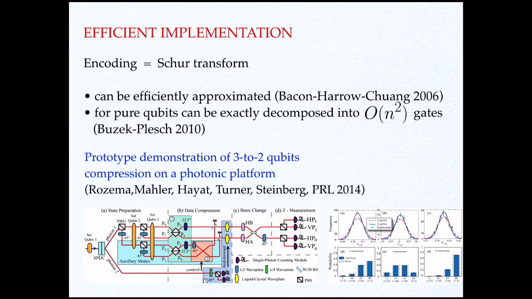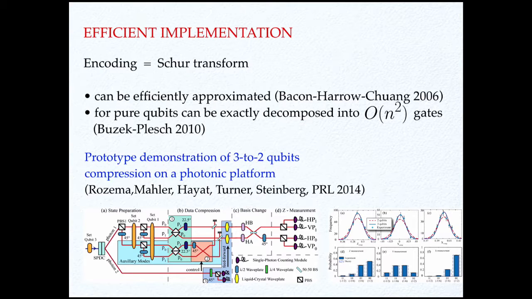And using this particular realization of the Schur transform, there's been an experiment implementing this exact compression from 2 to 3 qubits by the group of Ephraim Steinberg in Toronto. Here there is a scheme of the experiment. Here there are actually the fidelities that are quite good. Of course, there are always experimental errors, but yes, it was very nice because we could see a real experiment of information compression.